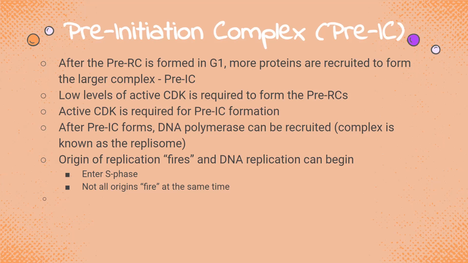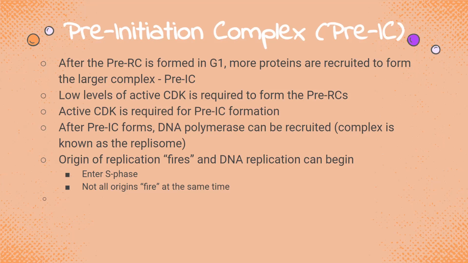Pre-RCs can form when there are pretty low levels of active CDK to phosphorylate substrate. We just don't need that much. But pre-ICs form later because we need more active CDK, probably because more of those proteins that we're recruiting need to be phosphorylated to add on to that complex at the origin. After our pre-IC forms, that structure is what recruits DNA polymerase to the origin, and that whole big complex together is called the replisome.